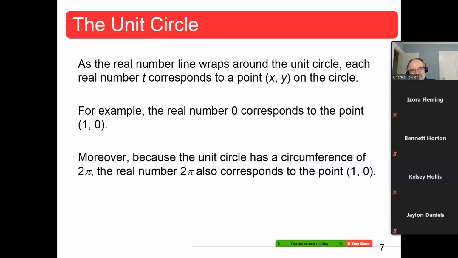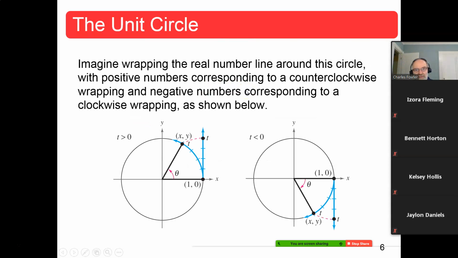Okay. Now, as the real number line wraps around the unit circle, each real number t that you measure on that line corresponds to some point (x, y) on the circle. If this t right here corresponds to this x and that y, then this t up here corresponds to this x and to that y. So every one of these represents an (x, y) point on the unit circle. And what is true about every (x, y) point on the unit circle?